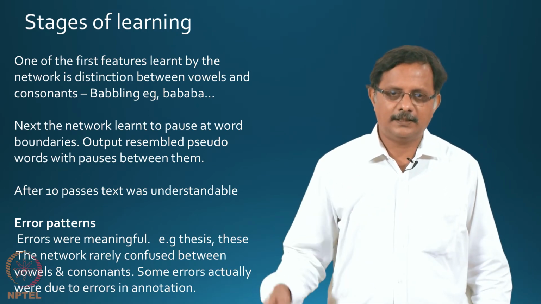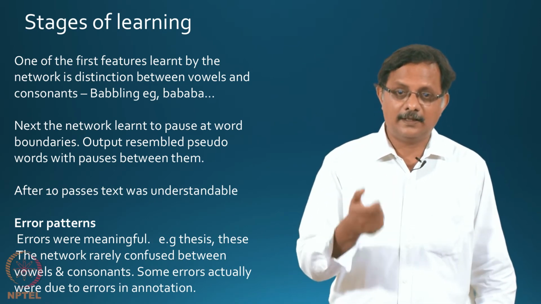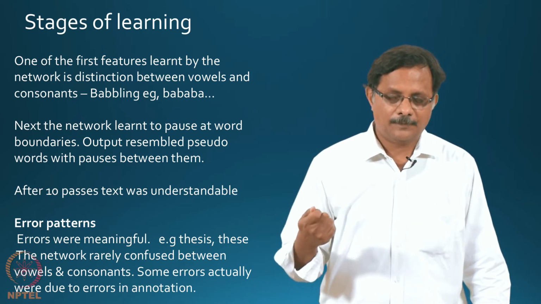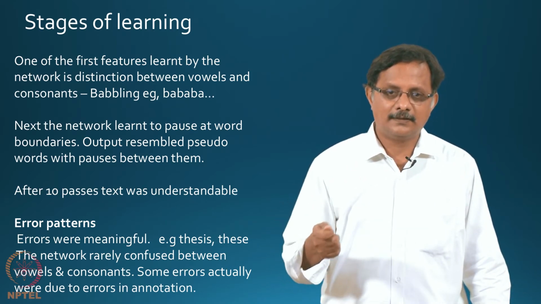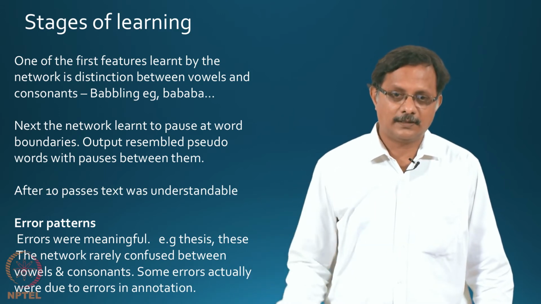In a separate study, it was also verified that some neurons in this network, in the hidden layer, respond specifically to vowels and some neurons specifically to consonants. So, the network automatically had learned that consonants and vowels are two different classes of sounds, and it has learned to distinguish these two classes very clearly.